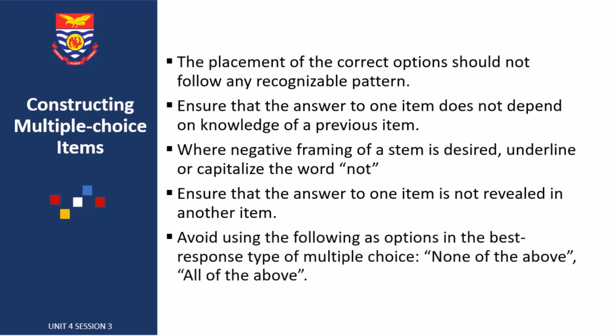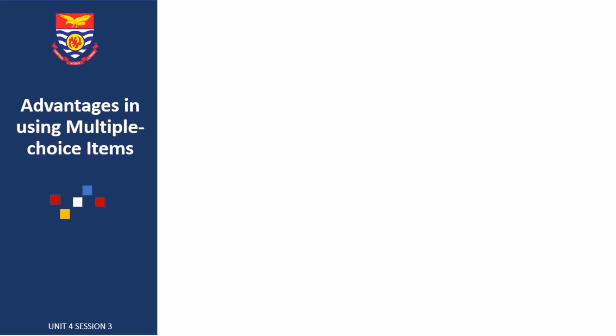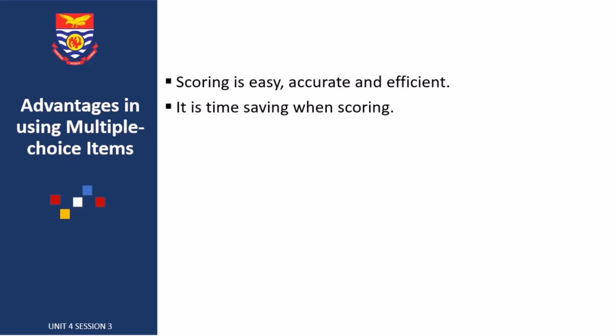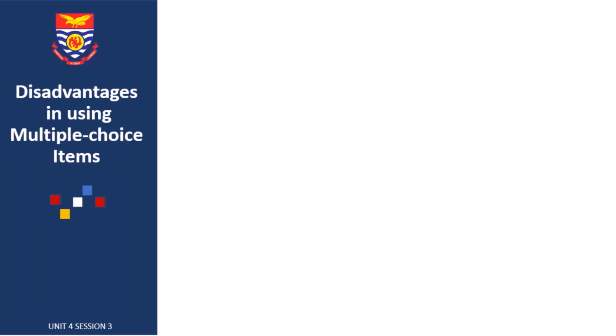XI, avoid using the following as options in the best response type of multiple choice: none of the above, all of the above. It is not best, so avoid using those kinds of words. Advantages: scoring is easy, accurate, and efficient. Objective, you just mark, you just finish. You don't need to think much. It's time saving when scoring. Student writing is minimized.